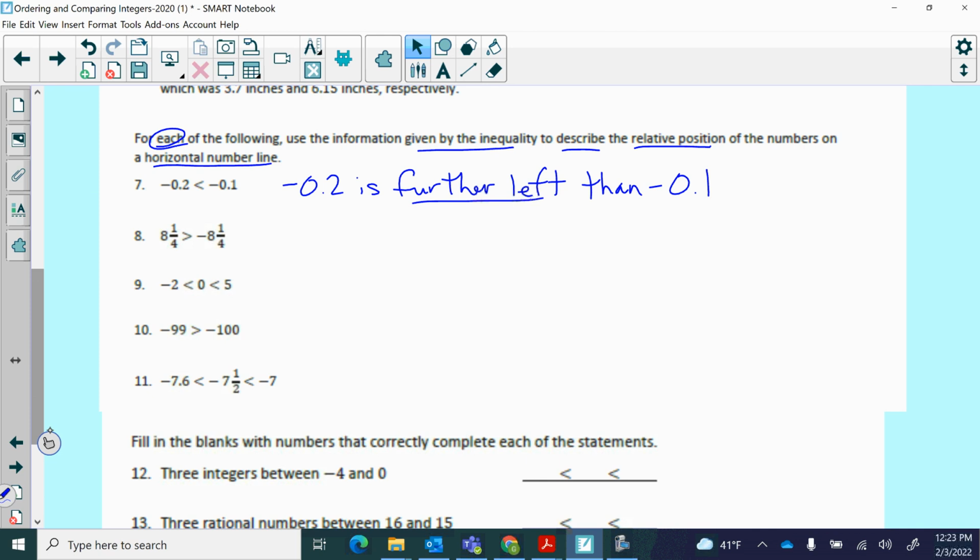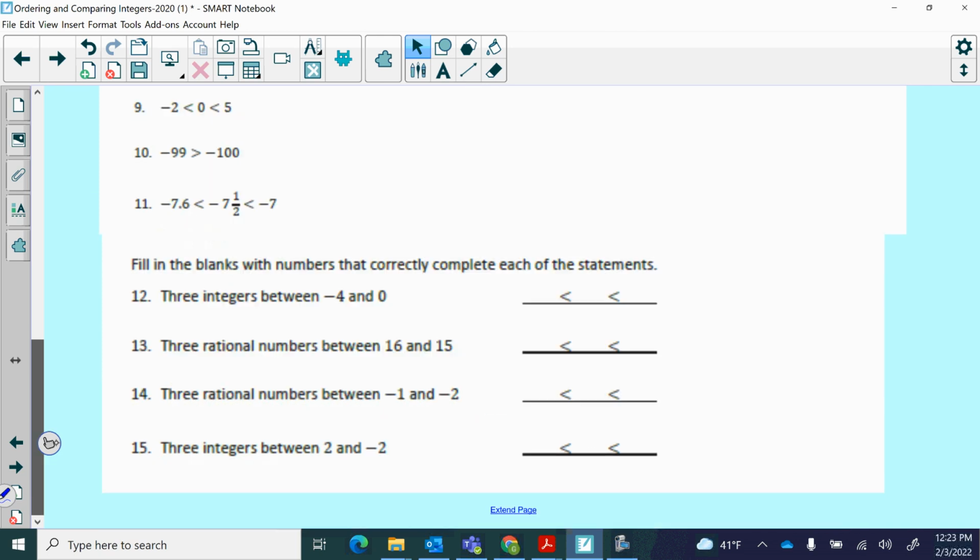Make sense? Now, this last part can be a little more difficult because you're making stuff up. There's a lot of different answers to this. So in this case, 3 integers between -4 and 0, but I have to start with the smallest one and build to the largest one. Now, -4 and 0 doesn't give me a whole lot of options. It's basically -3, -2, -1. You have to put them in the correct order. So you're going to answer each of those.